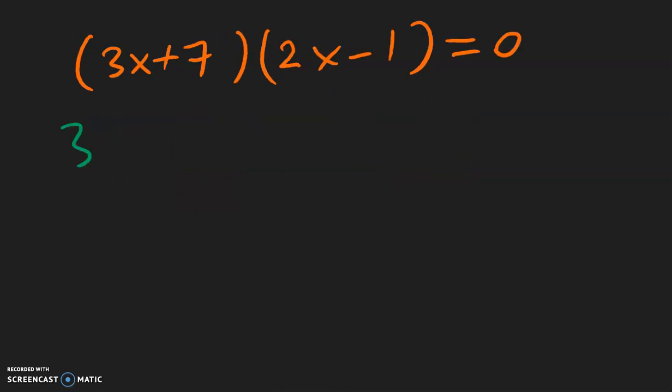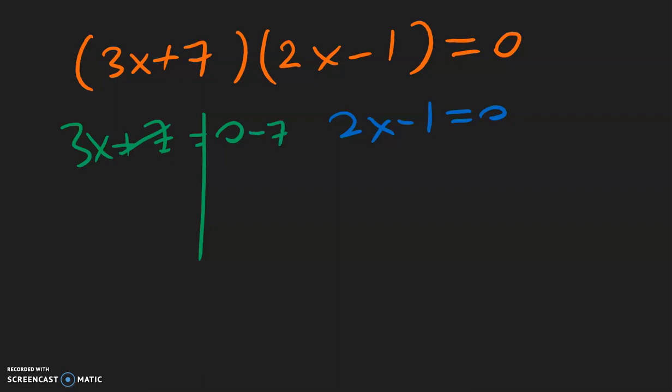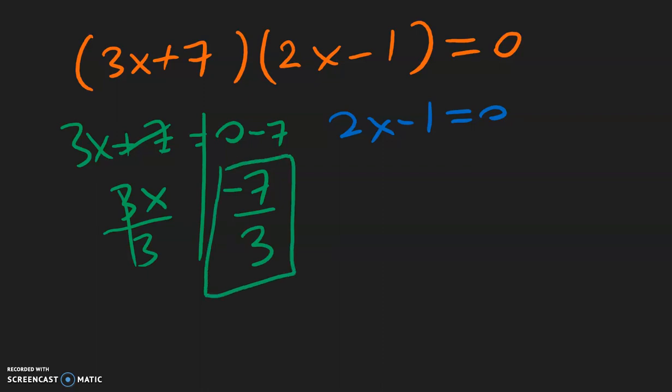For this example, we have 3x plus 7 that we can set equal to 0, and 2x minus 1 that we can also set equal to 0. So let's go ahead and solve the 3x plus 7. First, we need to move the 7 to the other side, so that becomes a negative 7. 0 minus 7 is negative 7. And we bring down the 3x. Now to get the x by itself, we need to divide by 3, because 3 is being multiplied to the x. So divide by 3. So we get negative 7 over 3, which is a fraction. And let's leave that as a fraction.